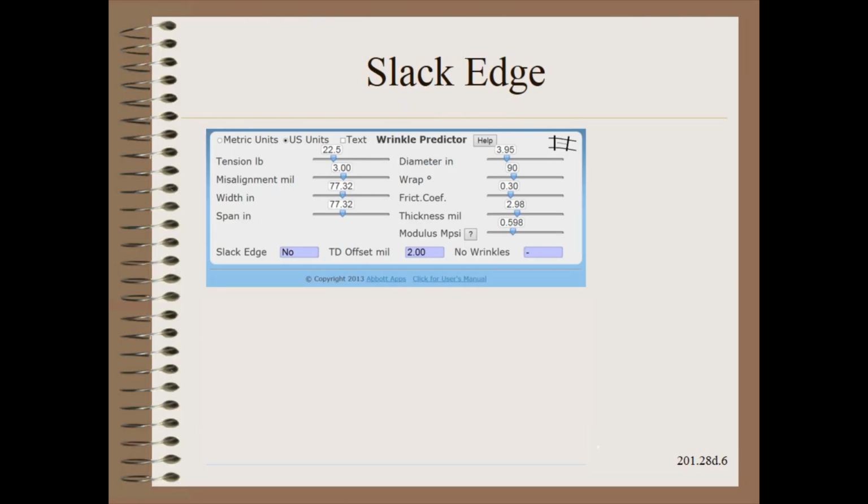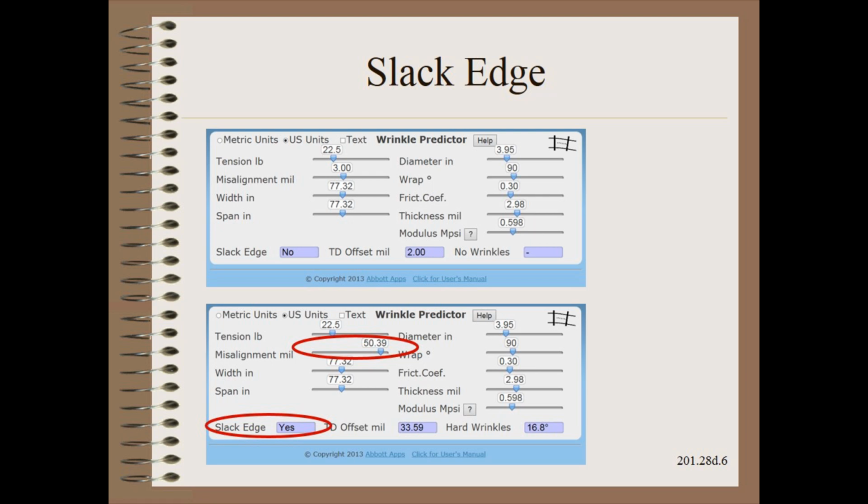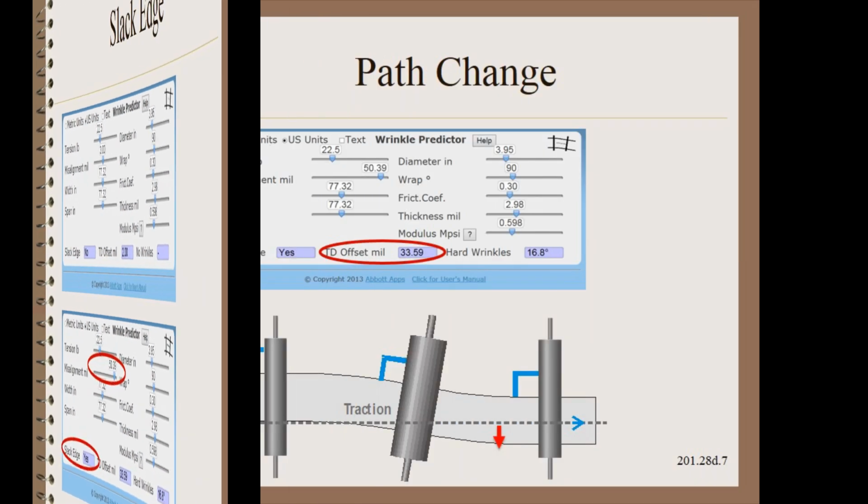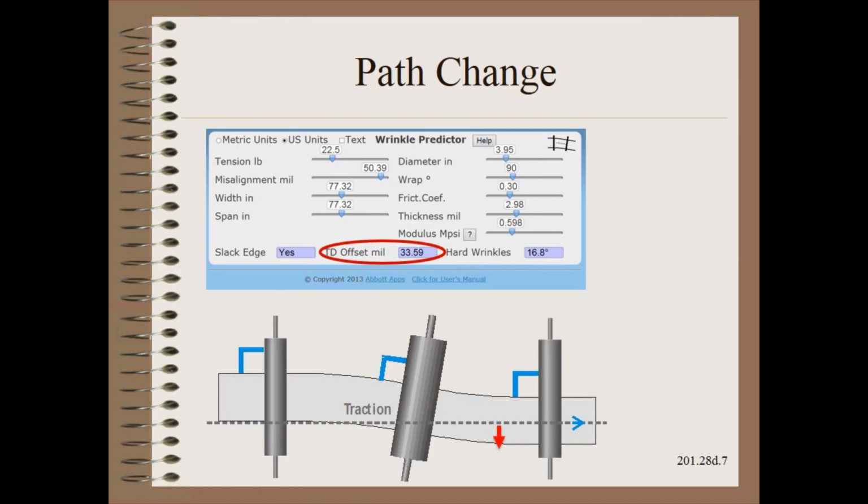Finding the onset of a slack edge usually means pushing the misalignment slider a little bit further until the slack edge box goes live. There's no need for as much of a safety factor here. The last thing you get automatically for any in-plane misalignment is the path change of the web. This can be useful for steering guides and other applications.